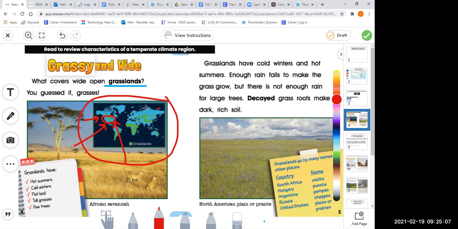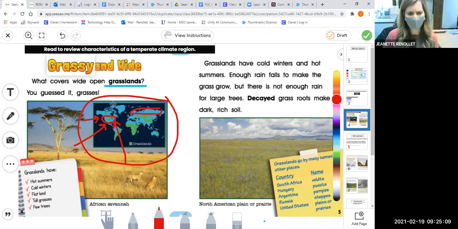Look at the world map. Look at how many areas do not have grasslands. There's lots of blue areas that do not have grasslands. So we are one of the places that have grasslands. We're not the only place. Over here, there's lots of grasslands in Africa, lots of grasslands in Asia, and some grasslands in South America. Today, we're going to focus on the temperate region and what type of weather patterns we have there.